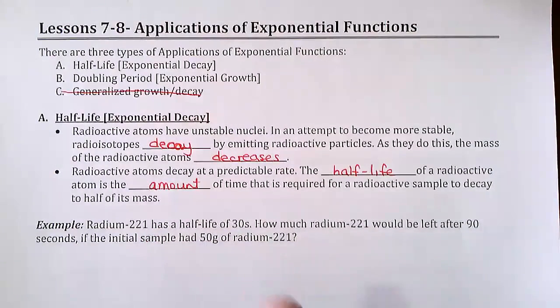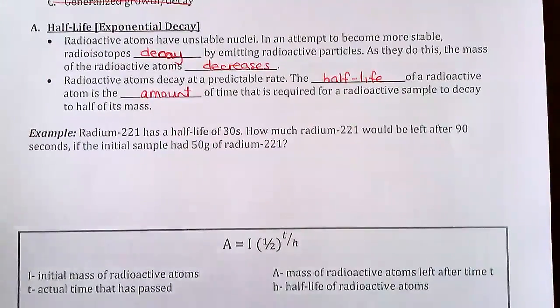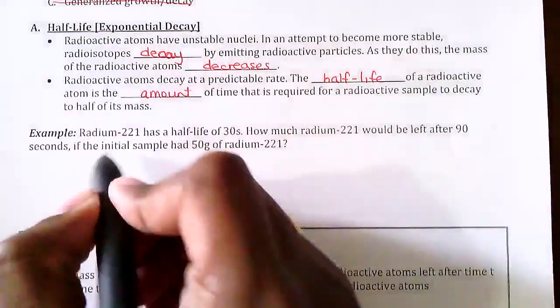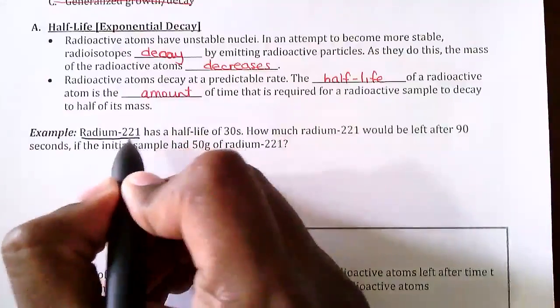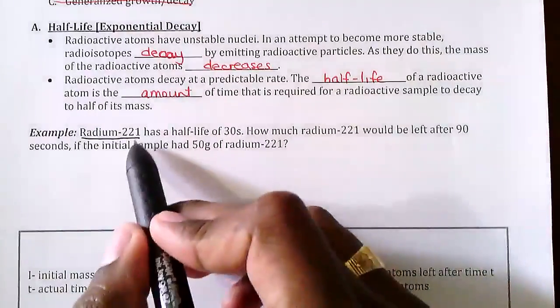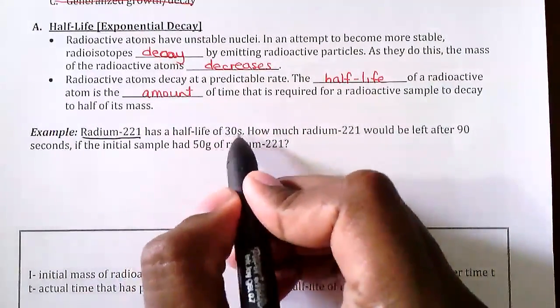So here is a typical question that you'll see with half-life. We're going to try to imagine this question. We're going to try to solve it using logic first, and then we'll look at the equation and see how it fits in. So it says radium-221. I'm going to always list an element as well as its mass. All you need to know is that's the radioactive element. You don't need to know any chemistry knowledge to solve these problems. So radium-221 has a half-life of 30 seconds.